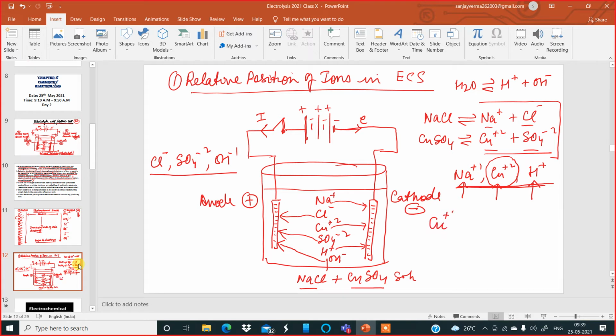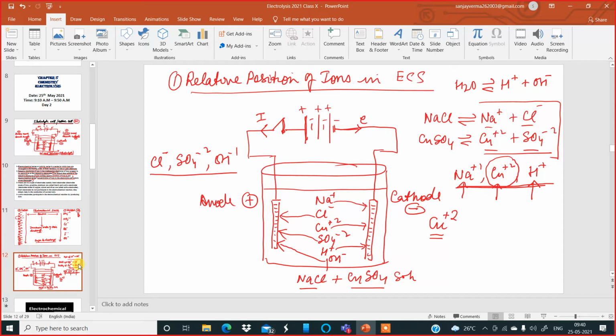Now how will this copper, Cu plus 2, lose its charge? Look at the plus 2 charge over there. What does plus 2 charge mean? It cannot lose electrons, it is a metallic ion. Cu plus 2 means it is short of how many electrons? It is short of 2 electrons.